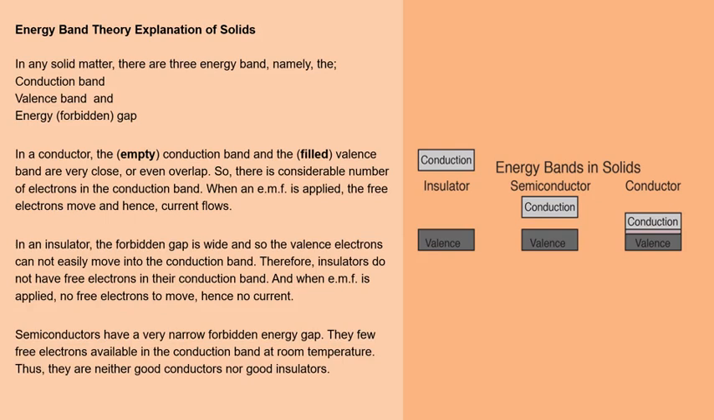But for semiconductors, they have narrow, look at it, they have narrow forbidden energy gap. So they have few free electrons, the very few electrons who can cross the narrow forbidden gap. There are few free electrons available in the conduction band at room temperature. Thus, semiconductors are neither good conductors nor good insulators.